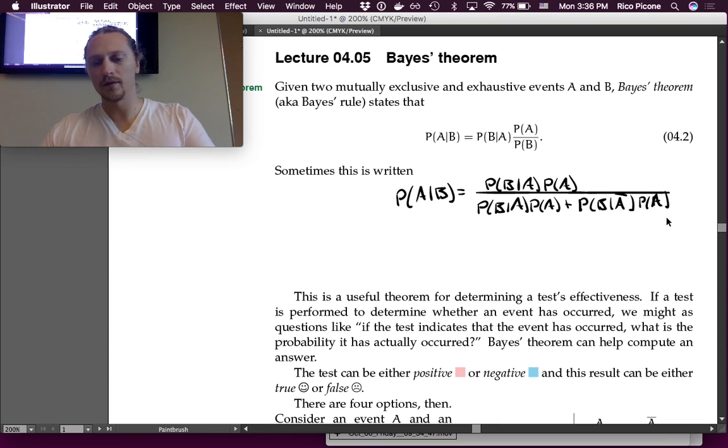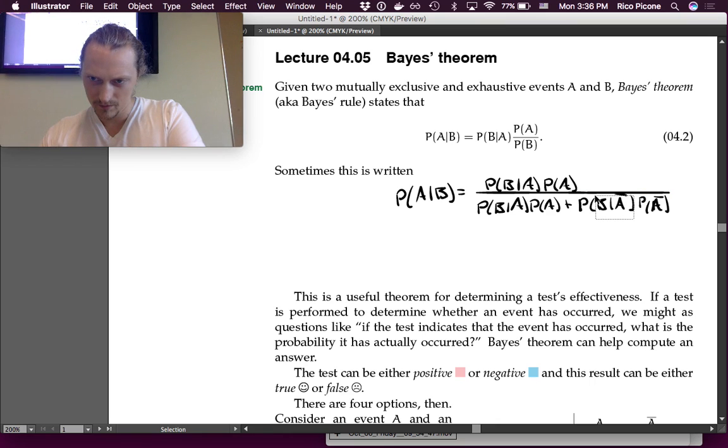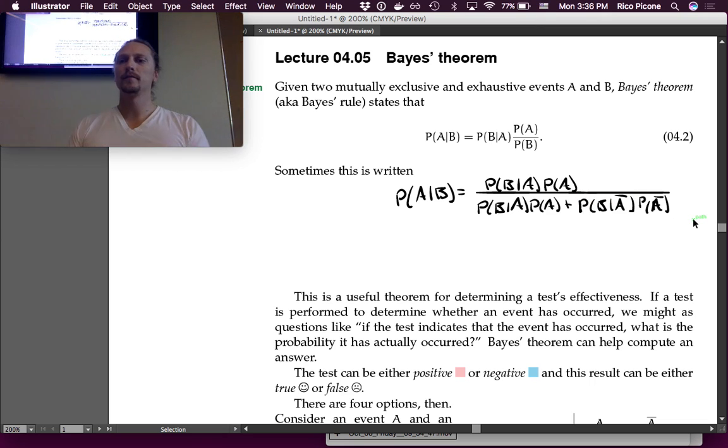Oh man, I covered up my bars. All right.